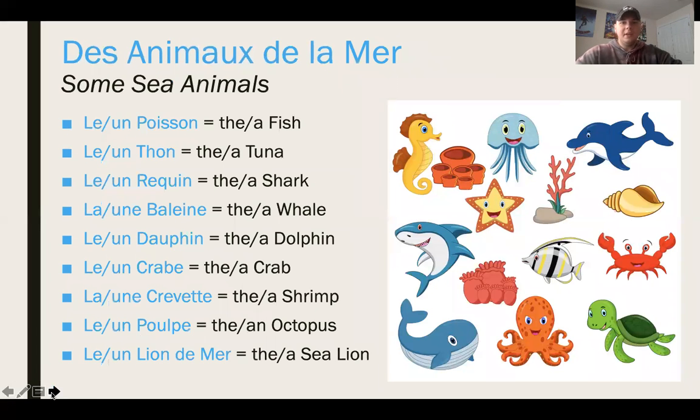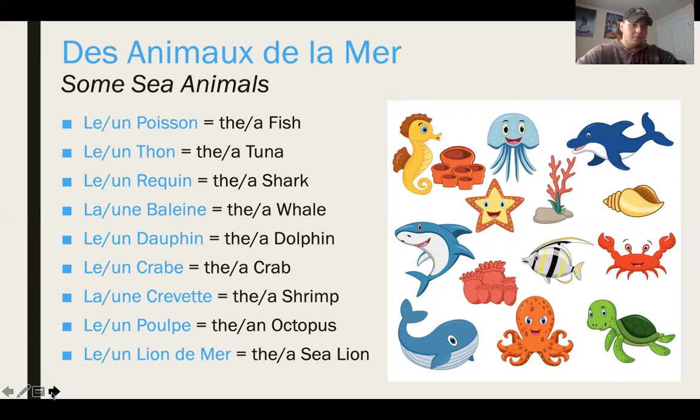Then we have des animaux de la mer, some sea animals. So then you have le or un poisson, it's just a fish. Le or un thon, a tuna. Le or un requin, the or a shark. La or une baleine, the or a whale.